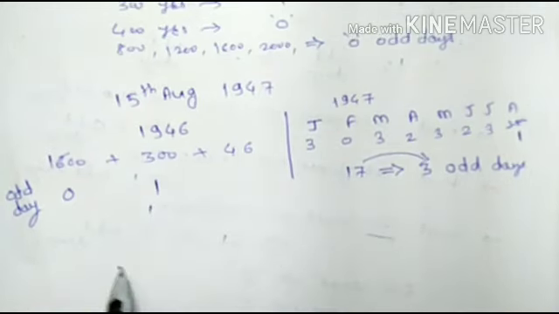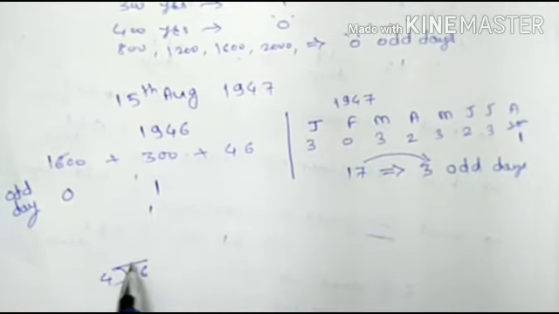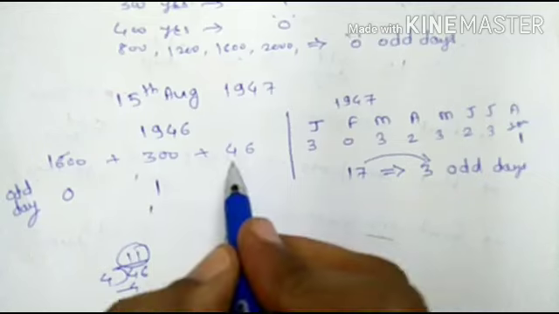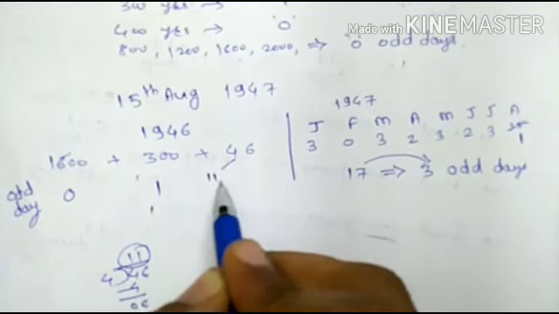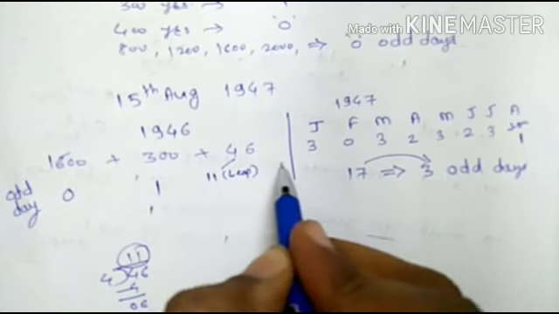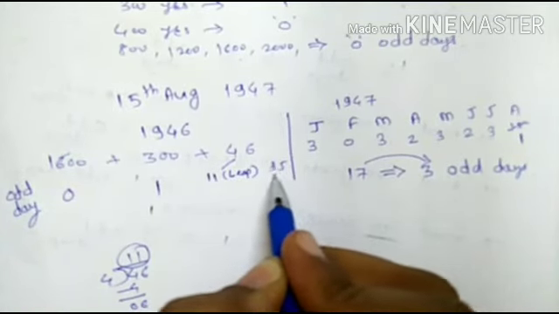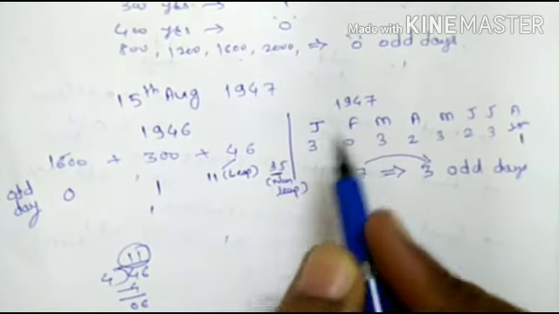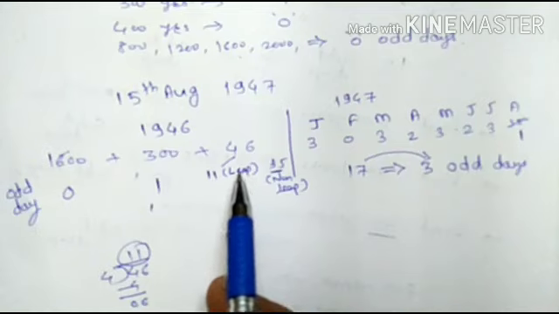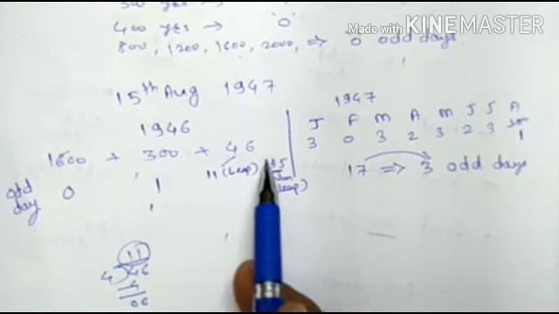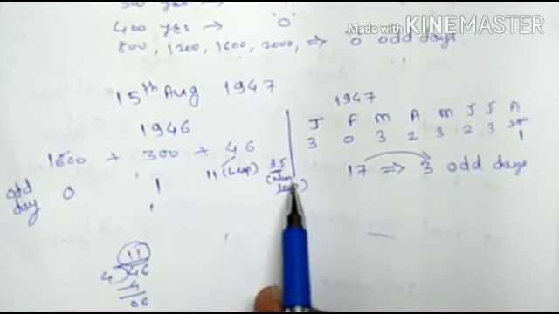How to find the number of leap years? Divide by 4, and the quotient is the number of leap years. So in 46 years there are 11 leap years, and the remaining 35 years are non-leap years. This is a very important step in solving such types of questions.